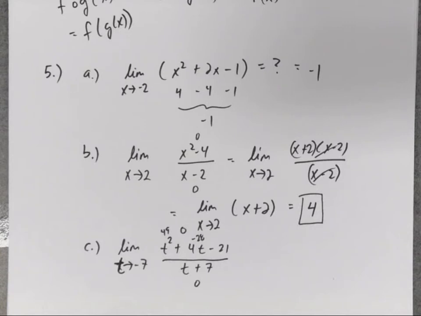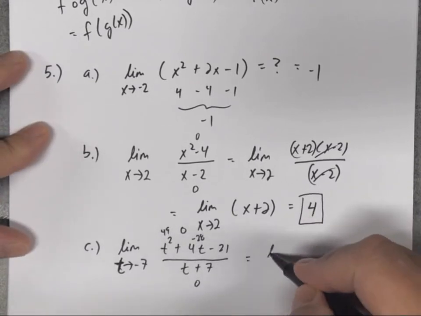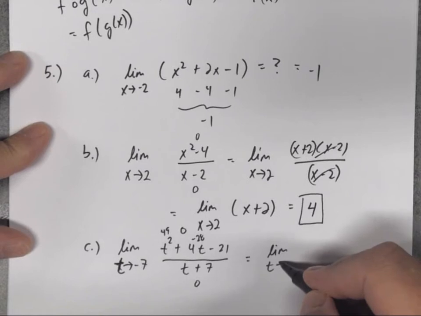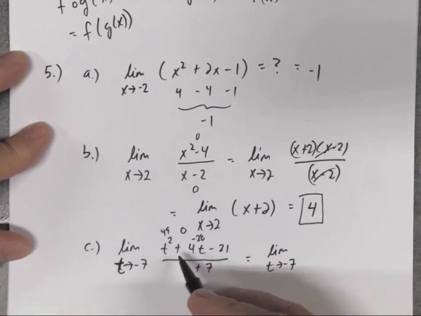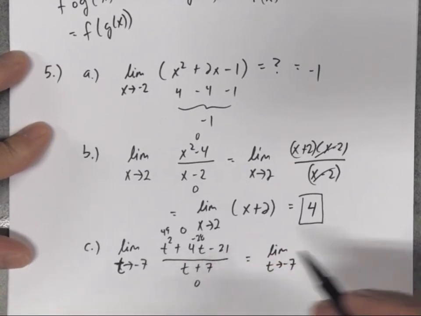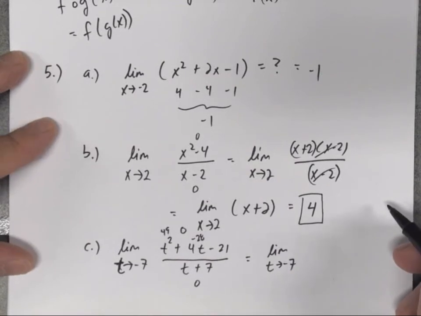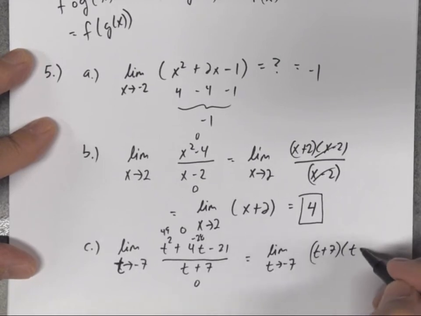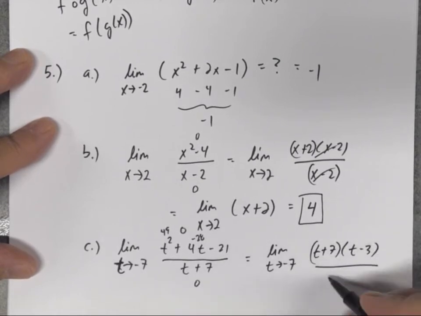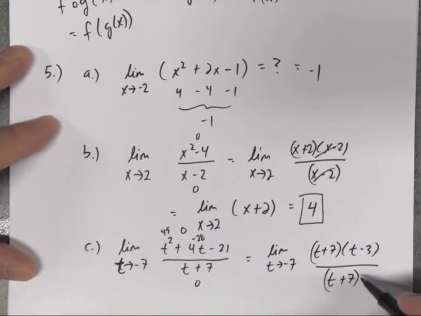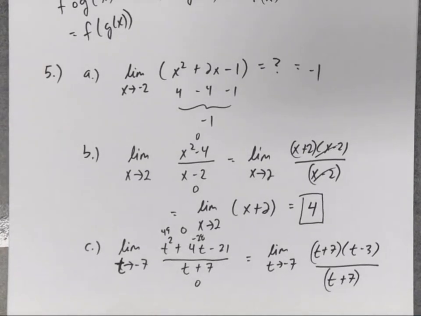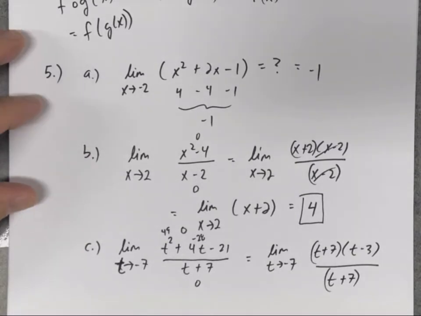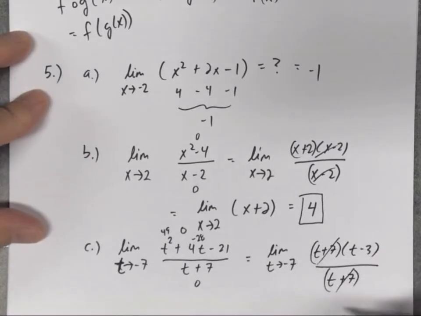Now, the only thing you can do in this case is see if you can factor and then cancel. If you can't do that, then you're sort of stuck. But let's see if that works here. This is t squared plus 4t minus 21. I believe you can factor that into (t plus 7)(t minus 3). Of course, the denominator is still just t plus 7. And just like the previous problem, you notice I have identical factors that cancel out.